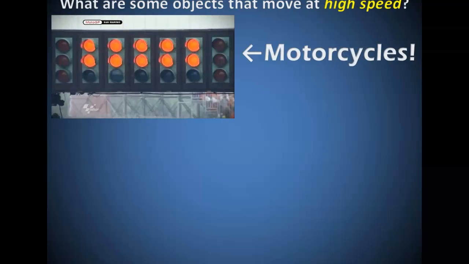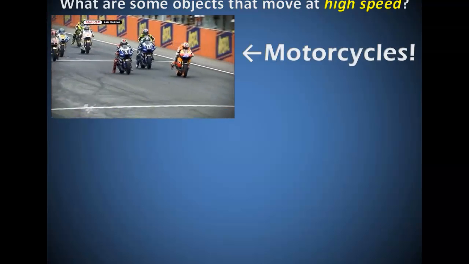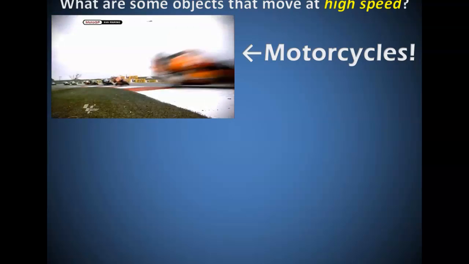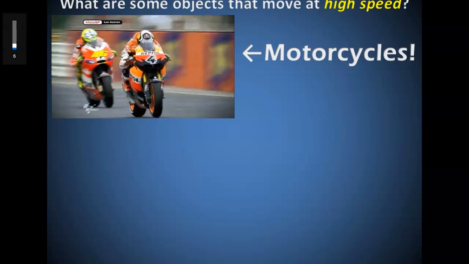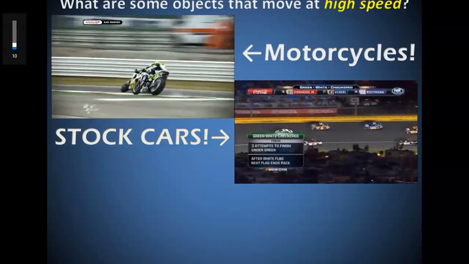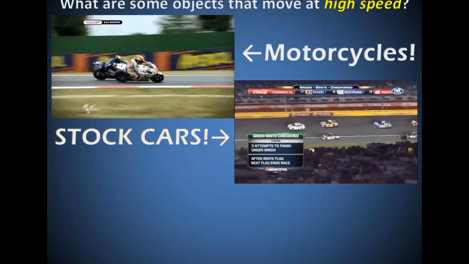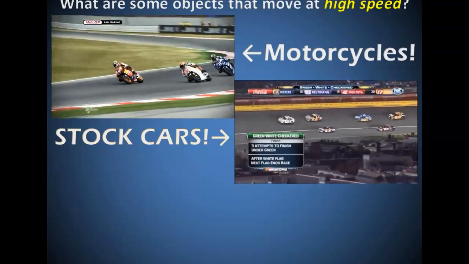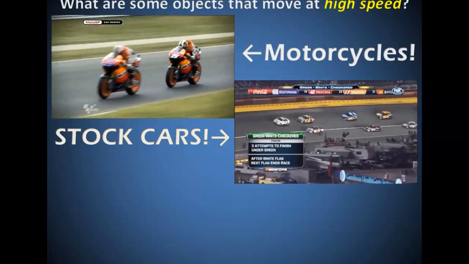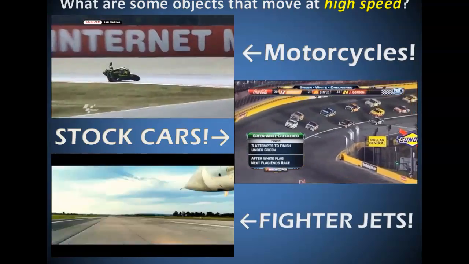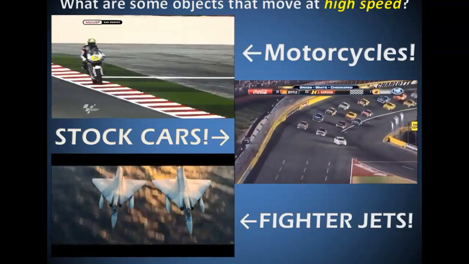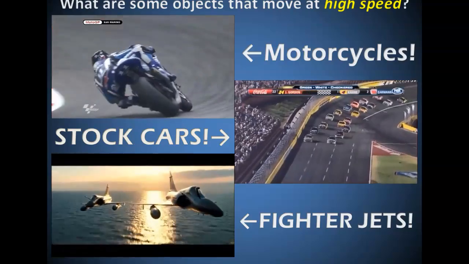So what are some objects that move at high speed? I'm sure you can think of some, and certainly we have things like motorcycles that move at high rates of speed, and then we have stock cars that also move at high rates of speed, of course. Not to mention the fact that we also have fighter jets that can also move at very high rates of speed.